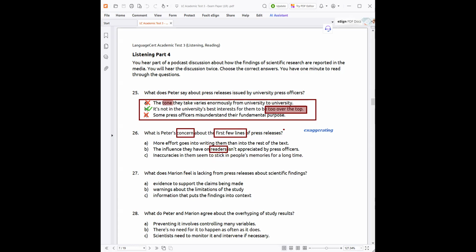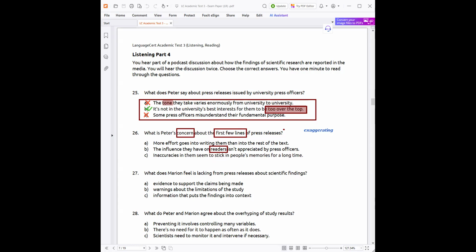Some press officers assume that as long as they explain the study's findings accurately in the body of the press release, it doesn't matter if the first few lines are simplistic.